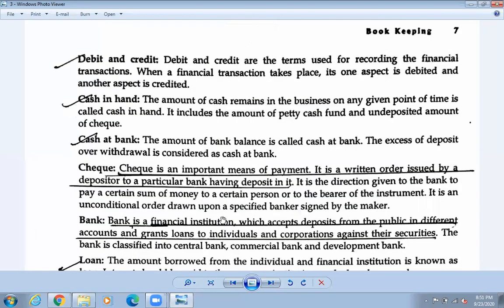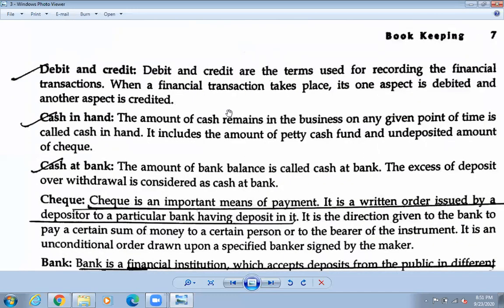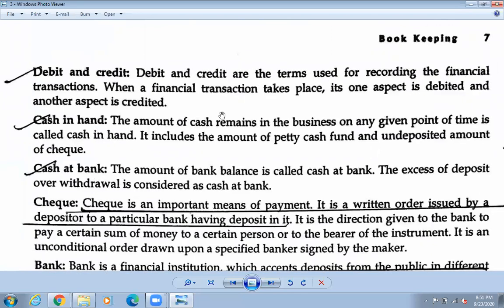So the first one is debit and credit. So these are financial terms. Debit and credit, they are for recording transactions. They record the financial transaction when it takes place. So one asset is debited, and the other asset is credited. That means duita column lekhne huncha. So one is the debit side, the next is the credit side.